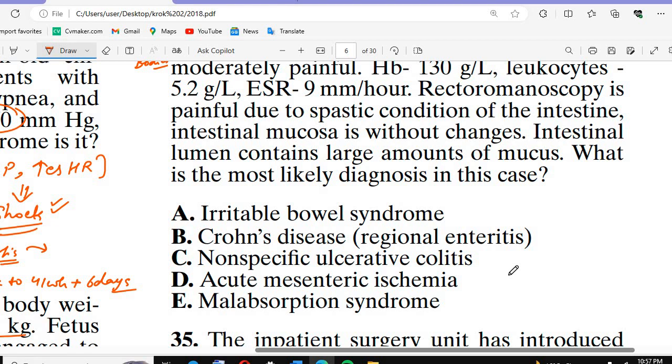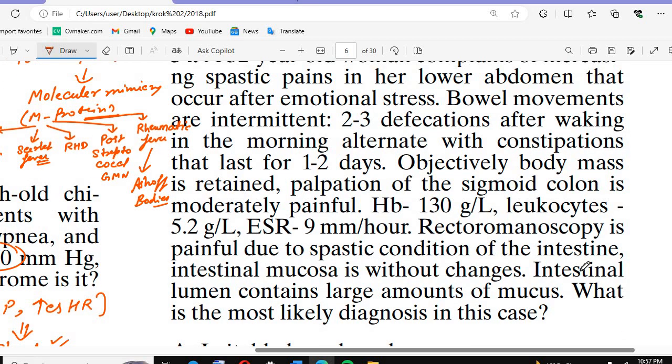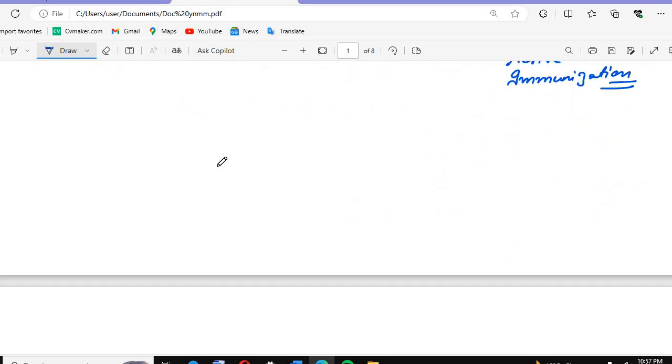So this question, I think we did not discuss irritable bowel syndrome. Did we discuss it? Yeah, we did not discuss it. So let's discuss this topic in detail. Irritable bowel syndrome.